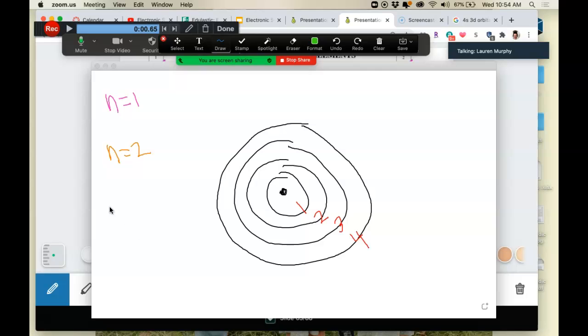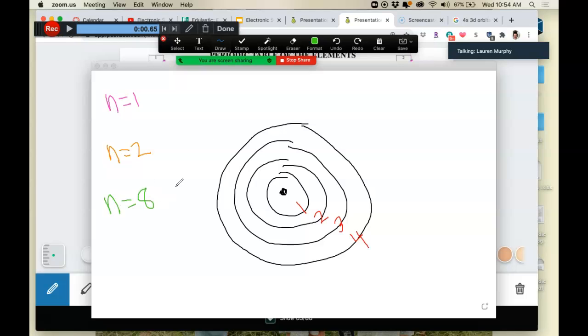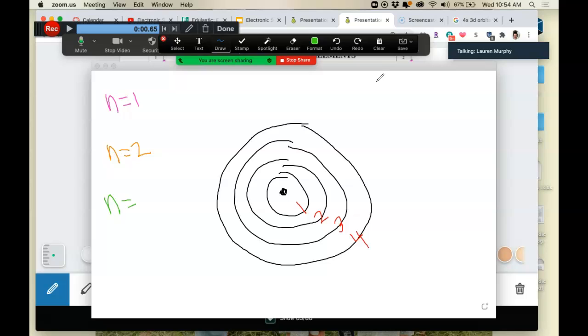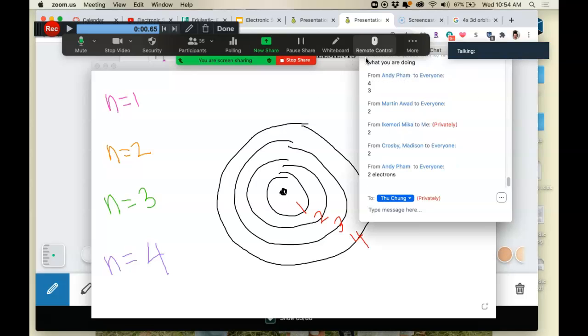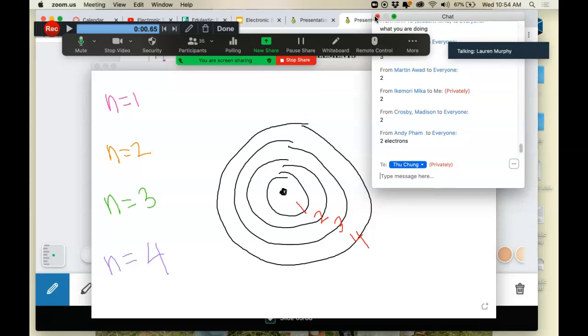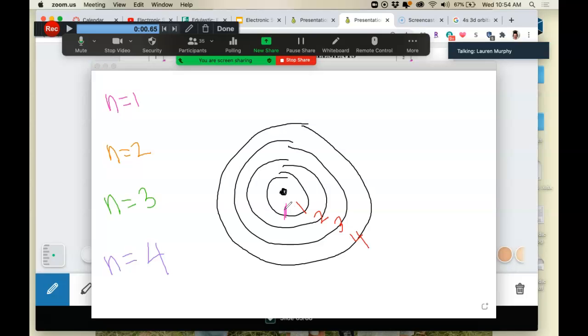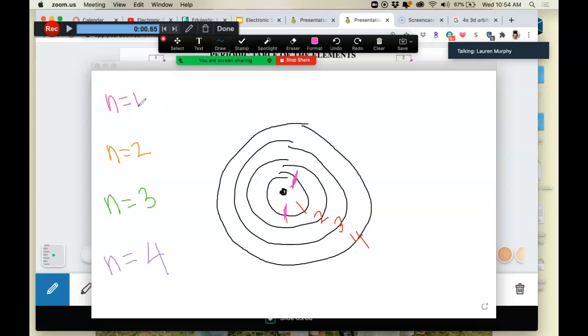Do you remember when they taught you this way back in the day, when you had to fill in electrons? Do you remember how many electrons were allowed on the first ring? I kind of already cheated and taught you this. 2. Beautiful. Let's talk about why. I'm going to tie some concepts together. So I'm going to draw my 2 electrons. These are these lines, right? Maximum of 2 electrons. Well, why is that?